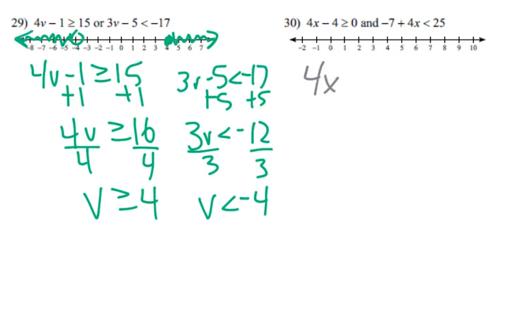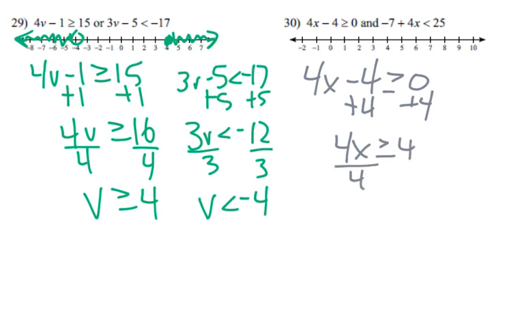On number 30, now we have an and. So we add 4 to both sides, giving us 4x is greater than or equal to 4. Divide by 4, and x is greater than or equal to 1. So filled in circle at 1, x is bigger, shade to the right.